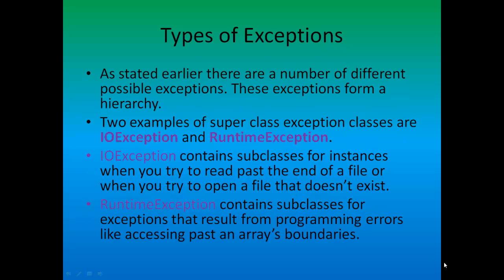As I said earlier, there are a number of different possible exceptions. These exceptions come together to form a hierarchy. Two examples of superclass exception classes that form the top of the hierarchy are IOException and RuntimeException. IOException contains subclasses for instances when you try to read past the end of a file, or when you try to open a file that doesn't exist. RuntimeException contains subclasses for exceptions that result from programming errors, such as accessing past an array's boundaries.